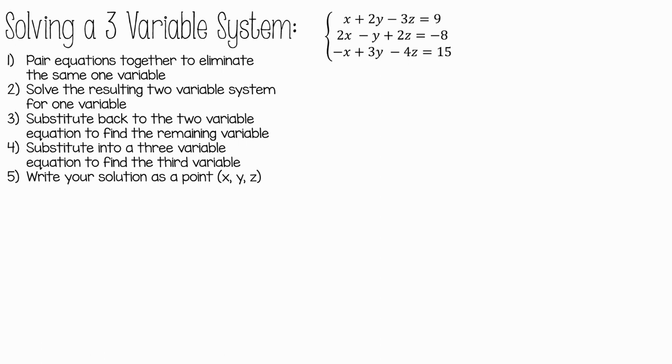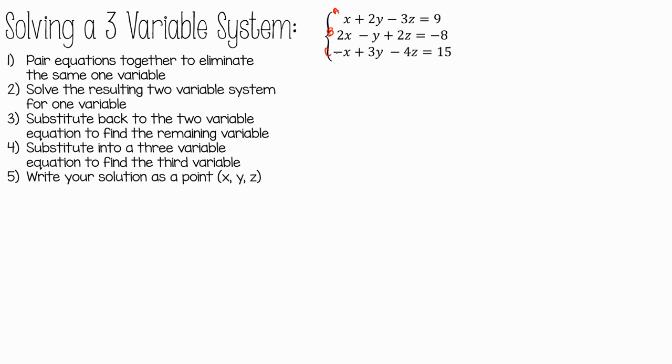So if I look at this system, I have my x's: 1x, 2x, negative x; 2, negative 1y, 3y; negative 3z, 2z, 4z. When I take a look, I want to choose one variable. X seems to be the easiest. And the way to best go about this is to label them A, B, and C. I do this to keep myself organized. So when we pair equations together, you're going to actually set up 2 sets of pairs, and you might be thinking, how do I do that with only 3 equations?